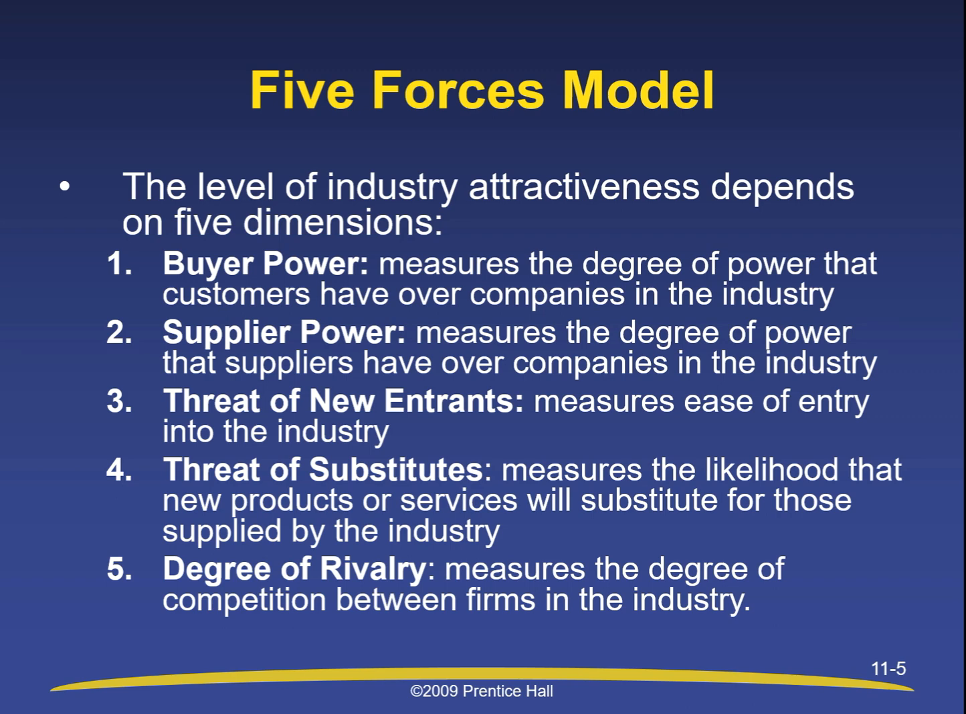Number 3 is threat of new entrants. This measures the ease of entry into the industry. Number 4 is threat of substitutes. This measures the likelihood that new products or services will substitute for those supplied by the industry. And finally is degree of rivalry. This measures the degree of competition between firms in the industry.